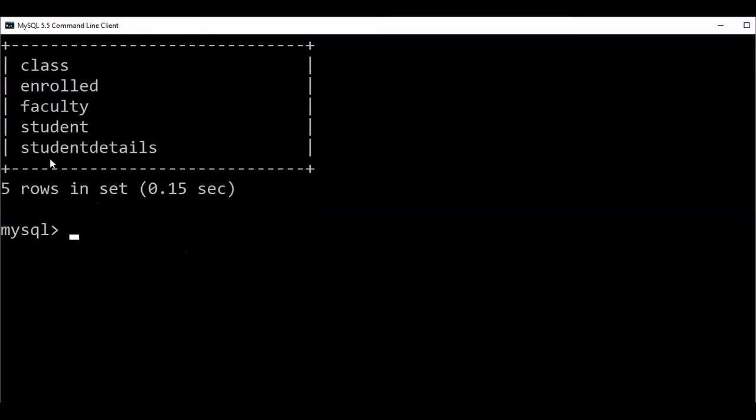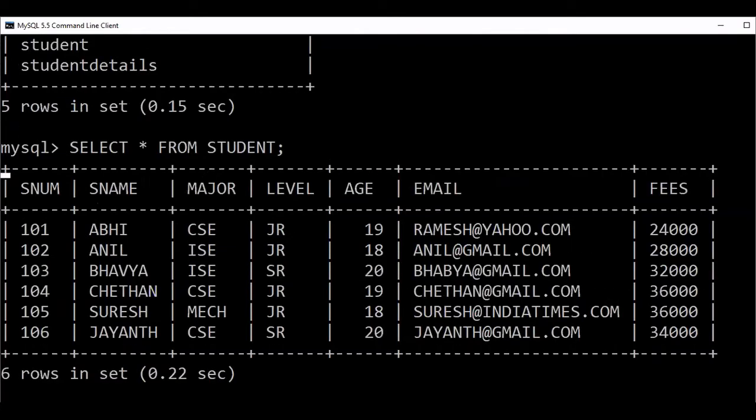So I'm showing the records also. Here, select star from student, I'm moving to the first table here. Select star from student. At least you can write it as an observation note here. So what are the records I have inserted? You can see 6 records: 101, 102, 103, 104, 105 and 106. So these 6 records I have added.